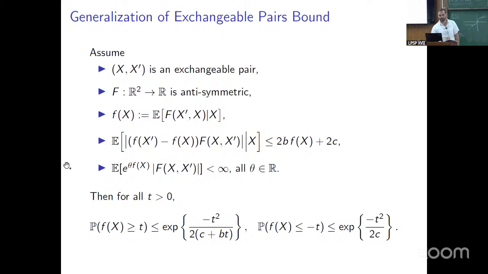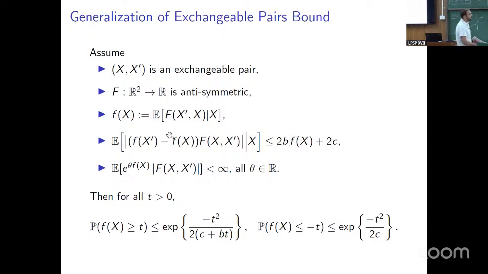Then we have a moment condition about these moments existing, this moment generating function. With that, you get the same tail inequalities we had before for W. You think of little f of X as W. So little f of X is W.